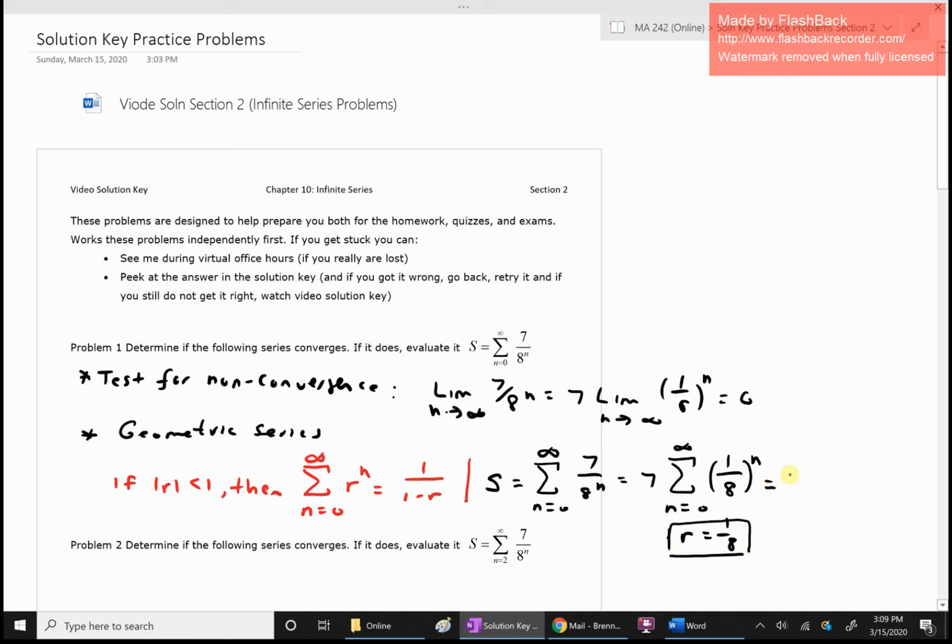So this is going to be 7 times 1 over 1 minus an eighth. And I can see this will be 7/8. When I flip it, it'll be 8/7. And so my final answer ends up being 8.